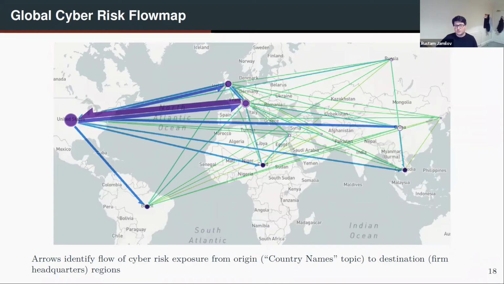The flow maps do not exist. Bilateral source and origin data is not existent, and we really need to do a better job trying to identify who are the biggest sources of cyber risk.